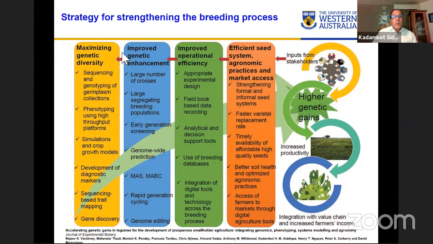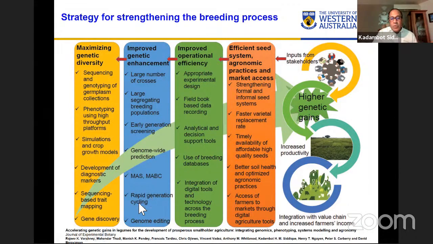That's good. In the past, people used to operate that way, but we need to link with improved genetic enhancement. A large number of crosses needs to be made, not just one or two RILs and NILs. Large segregating breeding populations. Early generation screening is important because if you come later on, it's already fixed and you may throw away some of the important traits. Genome-wide predictions, and of course molecular-based selection and marker-assisted breeding, backcrossing and breeding. Rapid generation advance: nowadays, in our lab, even with wheat and barley, one of our colleagues can take up to 8 generations per year.